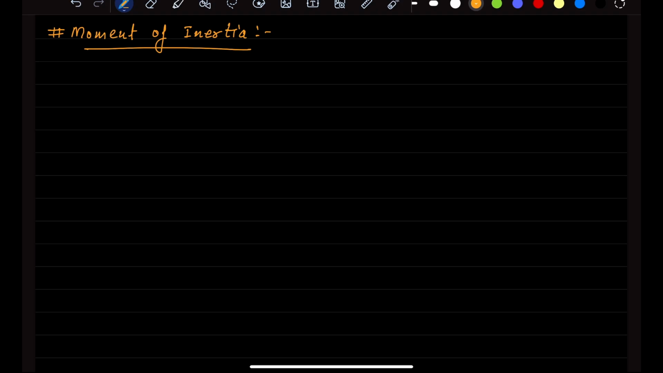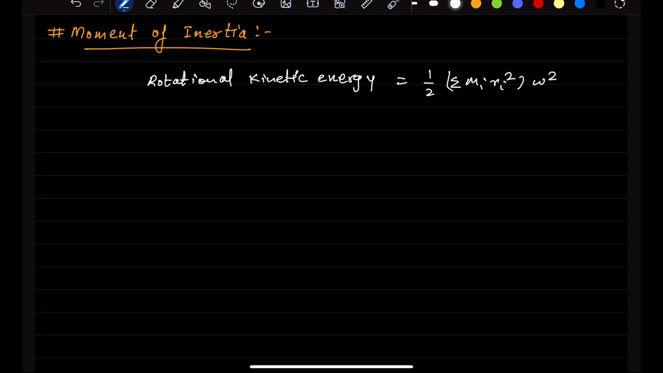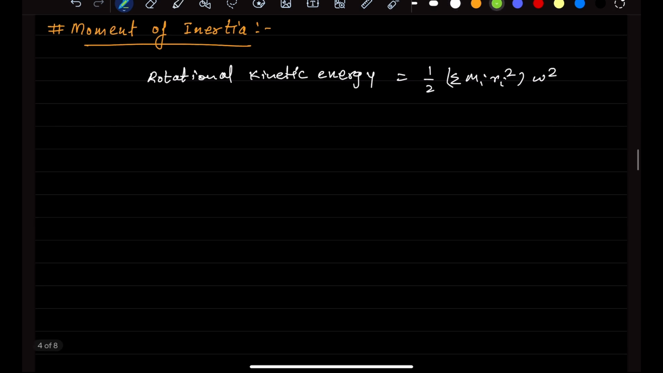of inertia. So we have derived the equation for the rotational kinetic energy. The rotational kinetic energy is given by half sigma mi ri square multiplied by omega square. Now we compared this formula with our standard equation of the kinetic energy.